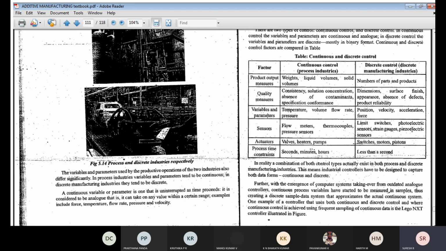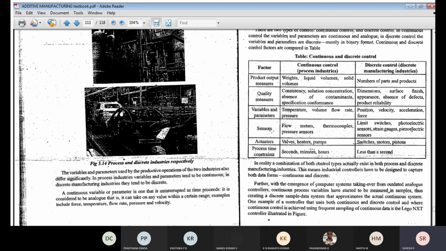Next, variables and parameters. What are the main important variables in the continuous control system and the discrete control system? The main variables in the continuous control system are temperature, volume flow rate and pressure. Whereas in the discrete control system, the main variables and parameters are the position, at what position it has been placed, the velocity, the acceleration, and the force.